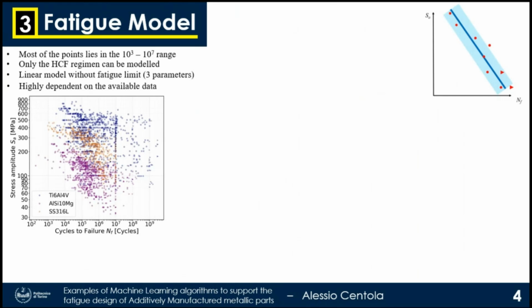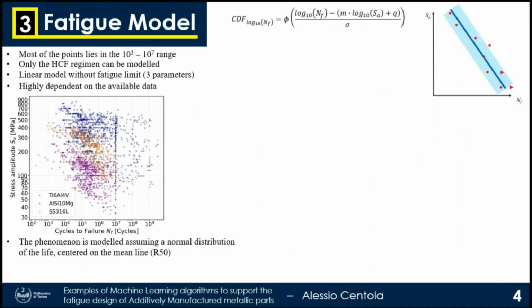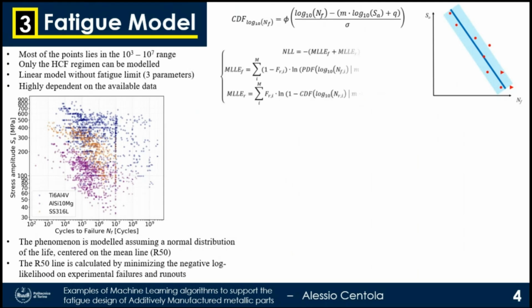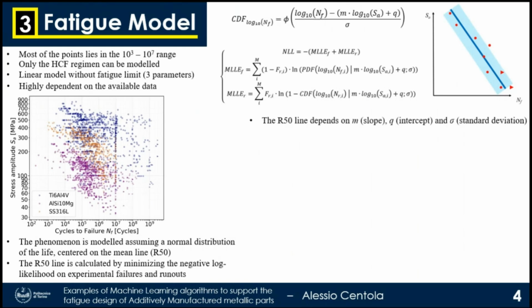And as you can see, we have most of the points lying in the 10 to the third, 10 to the 7 range. And the phenomenon is modeled, of course, assuming a normal distribution that is centered on the mean line, which is the R50 line, that is calculated by minimizing the negative log likelihood on experimental failures and runouts according to these expressions here. The R50 line, of course, as I said before, depends on 3 parameters: the slope, the intercept, and the standard deviation.